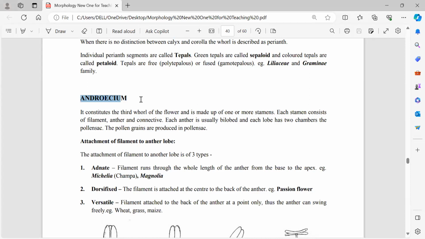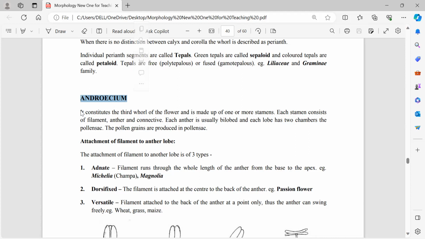Androecium is an essential whorl because it has a direct role in reproduction. Though other whorls like calyx and corolla are also involved in reproduction, they only facilitate it. They help the reproduction, but androecium is directly involved. How is androecium directly involved in reproduction? And how is androecium the male whorl? As we read ahead, we will understand what makes androecium the male whorl and what makes the gynoecium the female whorl.